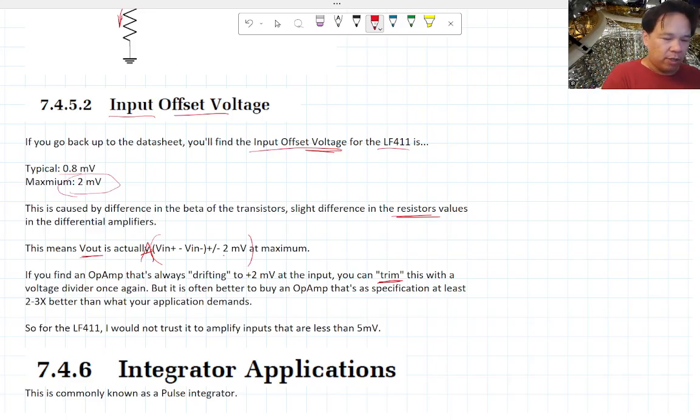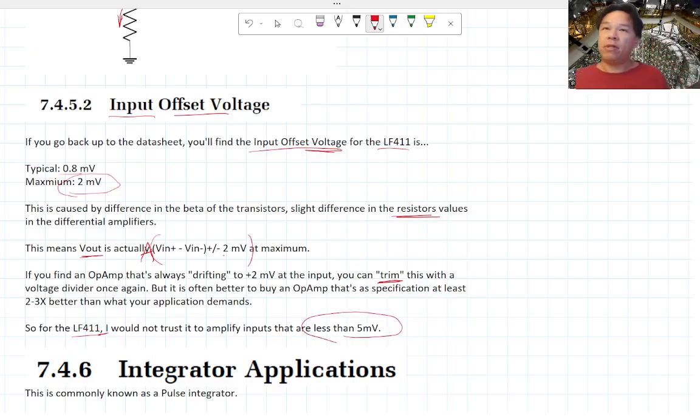In this case, I would not trust using the LF411 to amplify anything that's less than 5 millivolt, for example. Probably 6, just to be safe. So that's another aspect of operational amplifiers that we have to worry about.